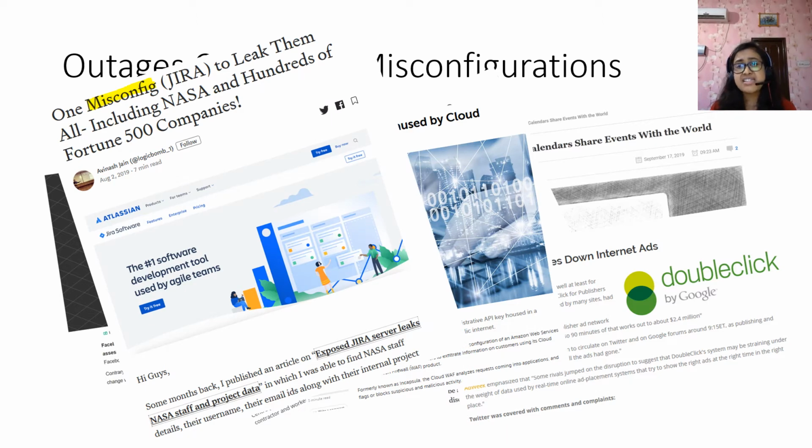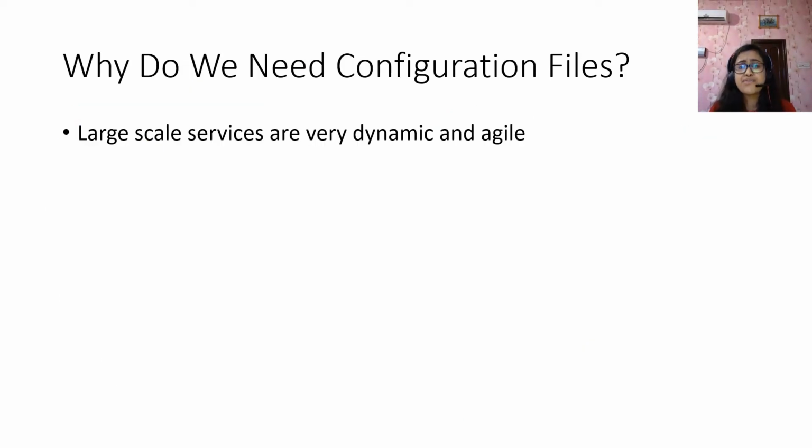As these large-scale services become more configurable, outages or service disruptions because of misconfigurations have become a serious issue. And these outages have serious financial and security consequences. So all this motivated us to delve deeper into the issue of misconfigurations. The very first question that came into our mind is, why do we need configuration files at all?